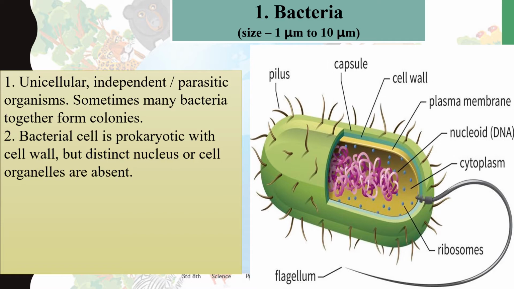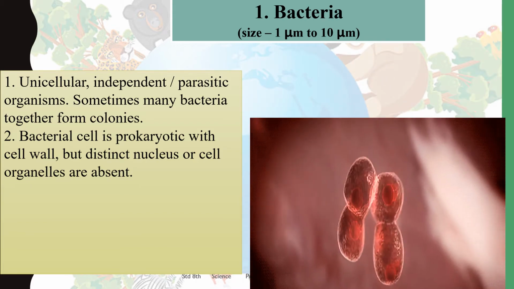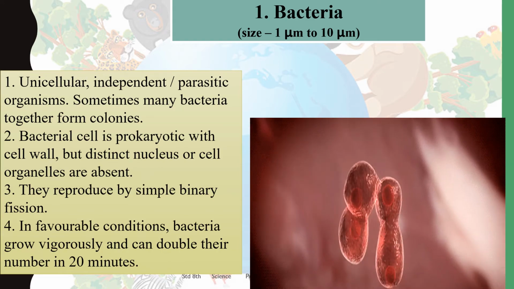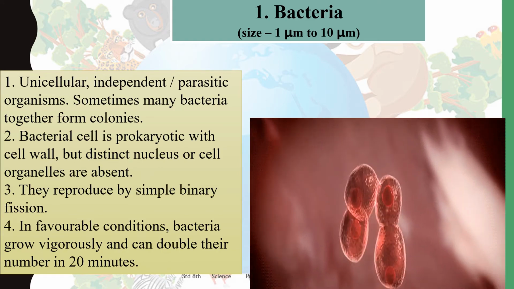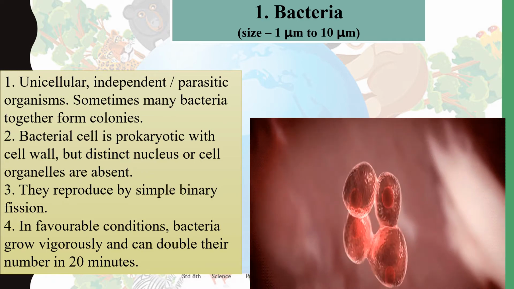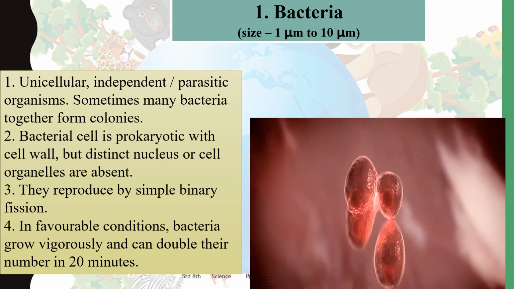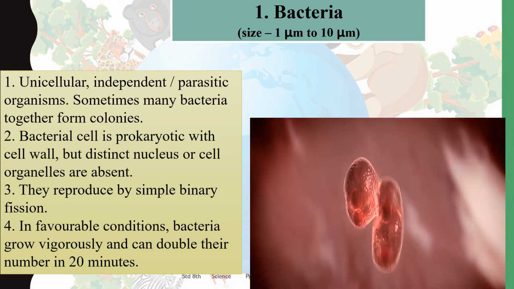The bacterial cell is prokaryotic with a cell wall, but a distinct nucleus or cell organelles are absent. As the word prokaryotes comes, you should at once recollect that they will not have proper cell organelles. They do not have a proper nuclear membrane around it. They do not have cell organelles, and hence they are called prokaryotes. Now, under favorable conditions, bacteria reproduce by binary fission and can grow vigorously and double their number within 20 minutes. So they are very fast growing organisms.